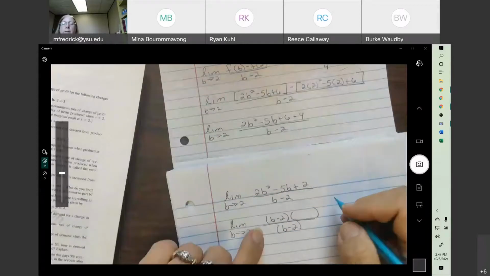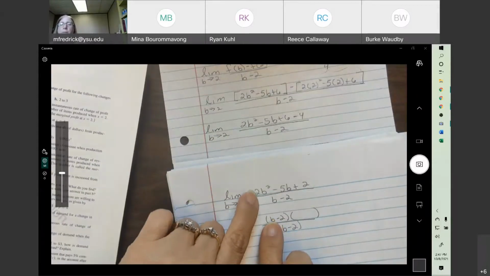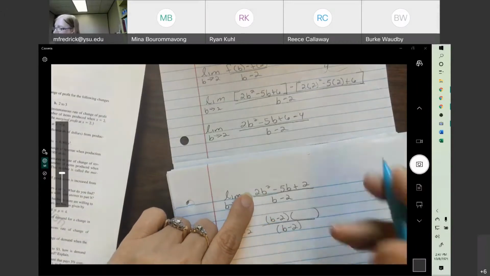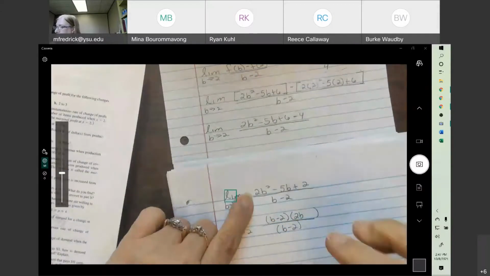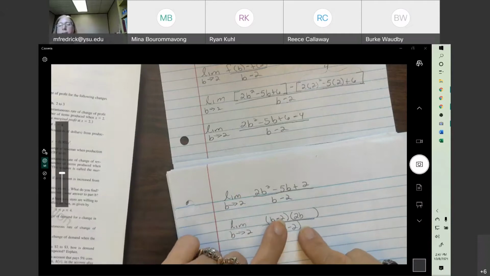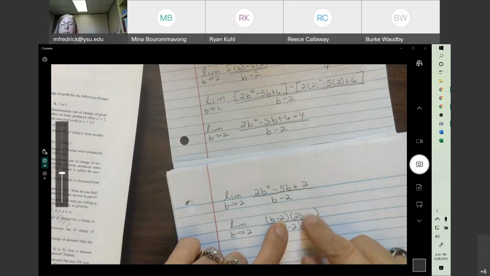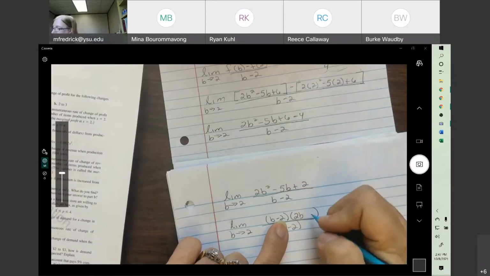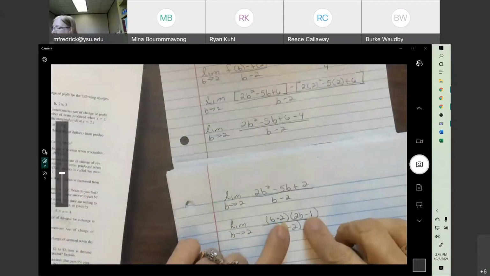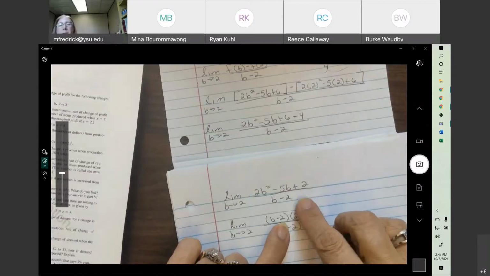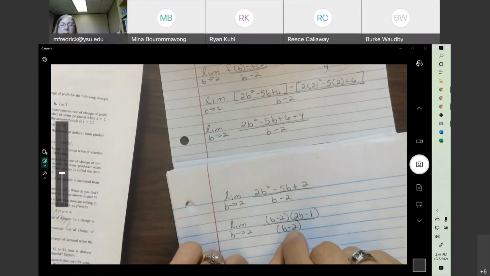You can use trial and error. B times what will get me the first term? 2b squared. Well, I need a 2 and a b. 2b times b gives me 2b squared. Then look at the negative 2. What times a negative 2 gives me a positive 2? A negative 1. Negative 2 times negative 1 gives me a positive 2. The middle is just going to fall into place.